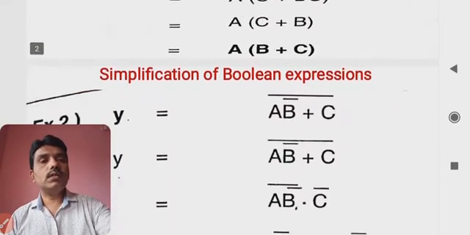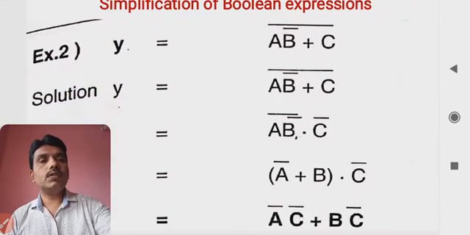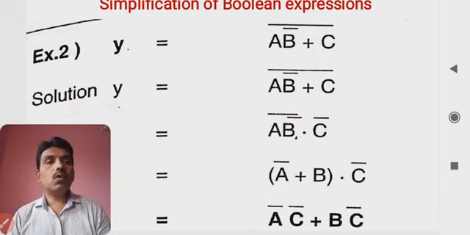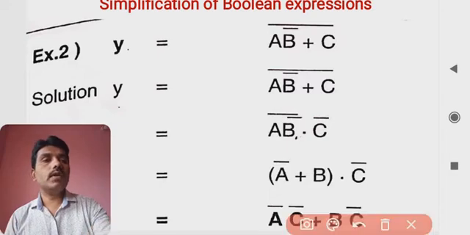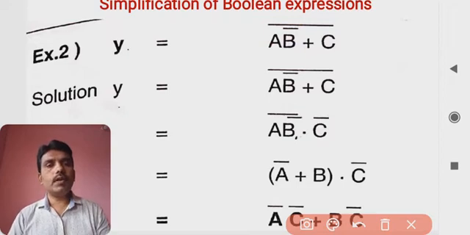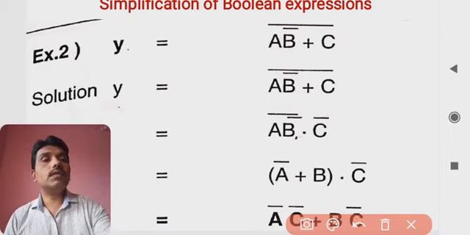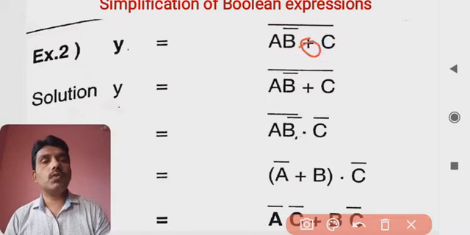Let's move towards the second expression, that is Y is equal to A B complement or C, whole complement. So A, B complement, or C, and the whole complement. This is the expression we have to simplify. For this case, De Morgan's law is very important. De Morgan's first law: complement of sum.